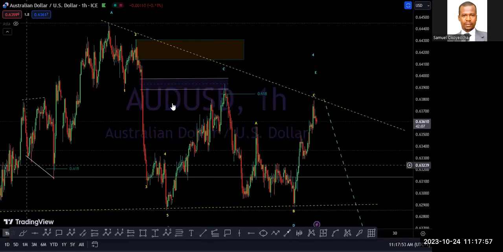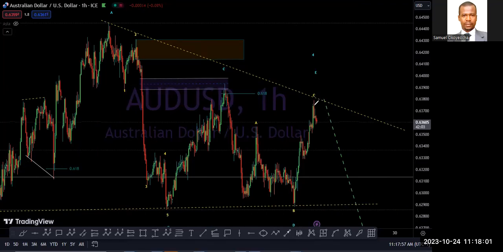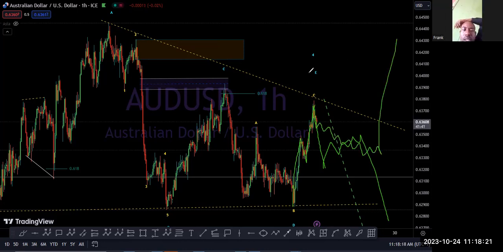So what I'm thinking is that if we have a sharp move, because this seems to be an A, B, C, then I will expect a correction and the drop. But if the pair keeps going sluggishly, then it will likely go up. So for now, this is my take.